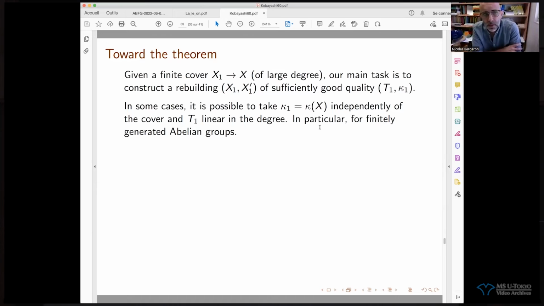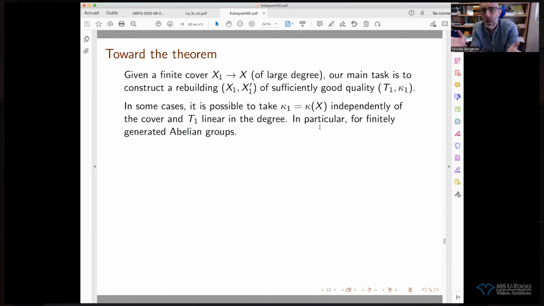So in some cases, it's possible to forget about kappa essentially, and to take T1, which is the quality of the rebuilding, to be linear in the degree. The most basic case you can have in mind is the case of a circle. If you have a circle and take a finite cover of degree n of the circle, then the number of cells of the cover is the degree of the cover. So when you take a circle with, let's say, one vertex and one edge, so just a circle as the quotient of an interval by the two extremities, and you pass to the degree n cover, then you will have n edges and n vertices.